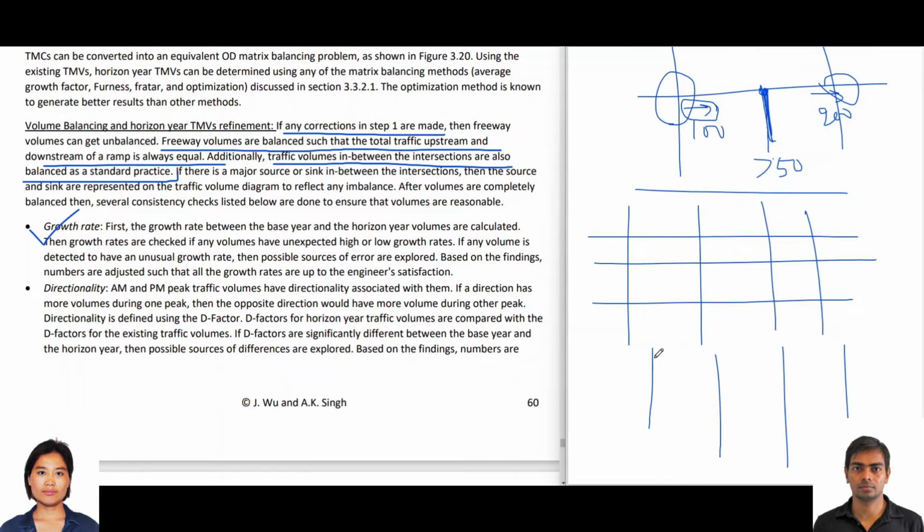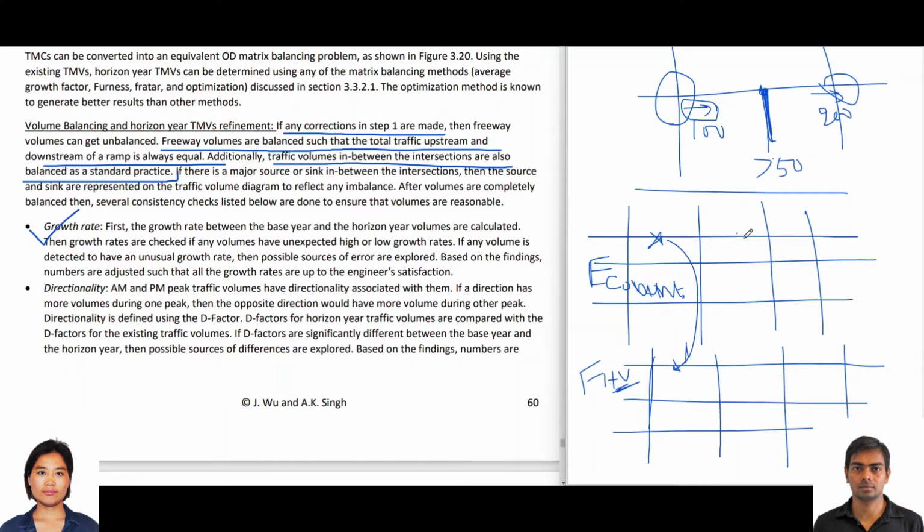So we try to figure out how much traffic has grown from existing to future at important links. So let's say the growth rate here: we compare the traffic count here and here. So this is my existing counts. We compare the existing count with the future hourly volume. Hourly volume. HV is usually reserved for heavy vehicles, but let's call it hourly volume. So we compare these two numbers and try to figure out what the growth rate is. Then we compare these two numbers and figure out what the growth rate is.